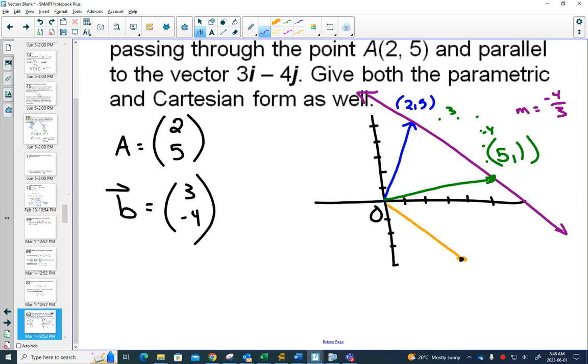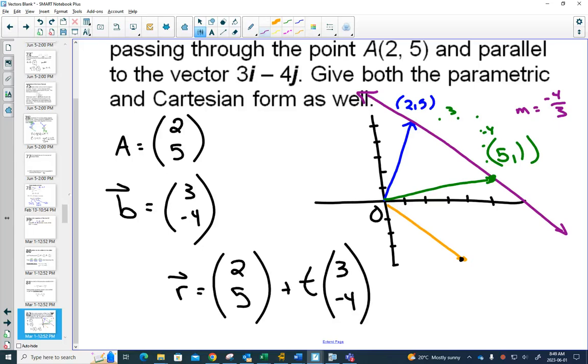Vector says, let's just make it simple. With the vector equation of a line, all you have to do is have any point to start with. So you could choose 2, 5, you could choose 5, 1, it doesn't matter. Then, once you have your direction vector, just put a t in front of it and say, if you make this orange line bigger, smaller, change its direction, you will always be on the purple line, no matter what. And wherever you end will be a vector that ends on that purple line.